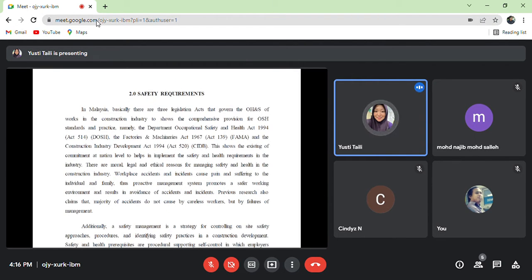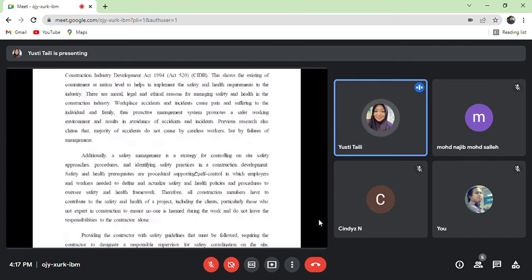Okay, my part is safety environment. Assalamualaikum Dr. In Malaysia, basically there are 3 regulation acts to govern the OHS of work in the construction industry to show the comprehensive provision for OSH standard and practice, namely the Department of Occupational Safety and Health Act 1994.